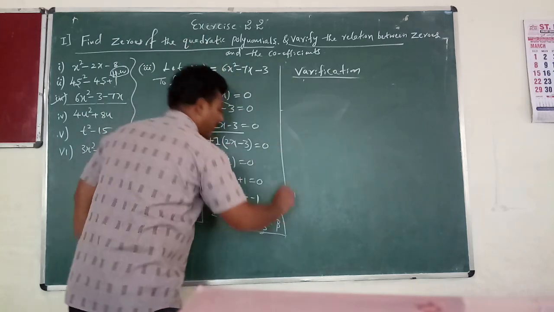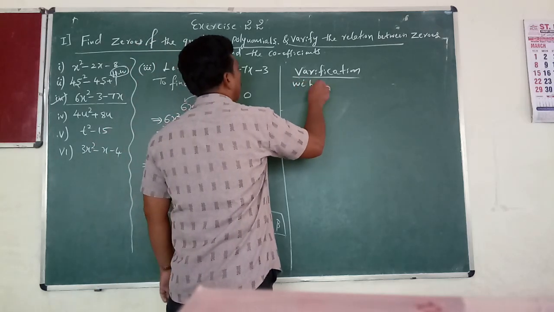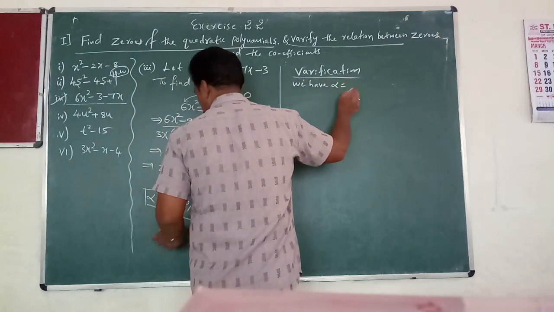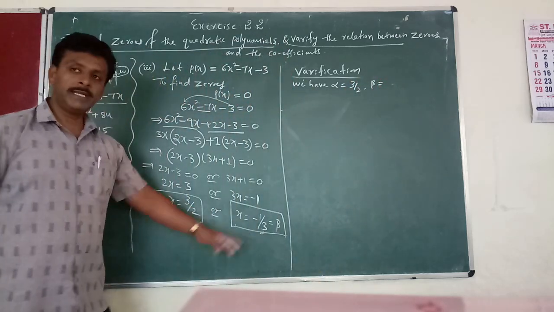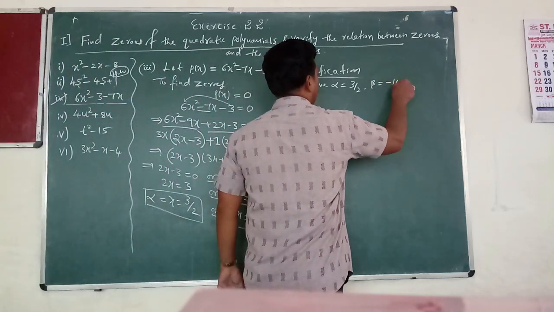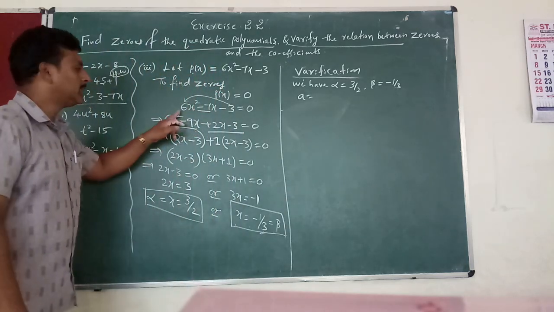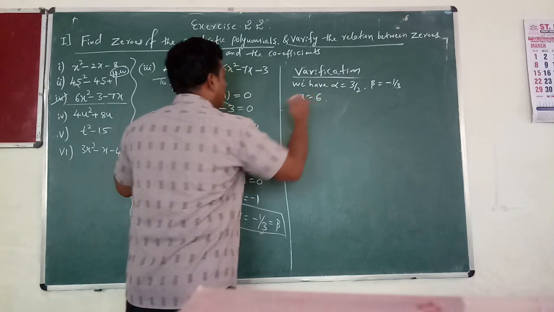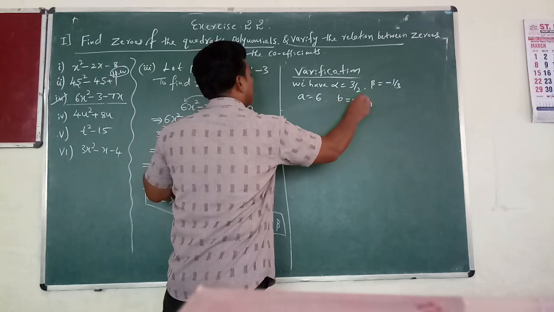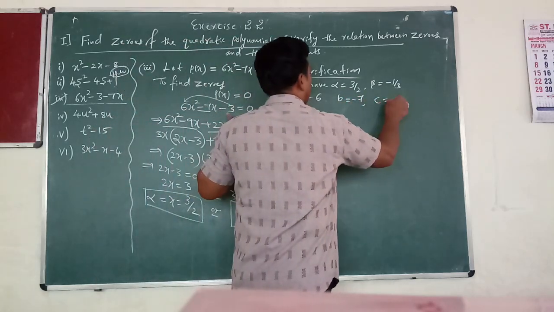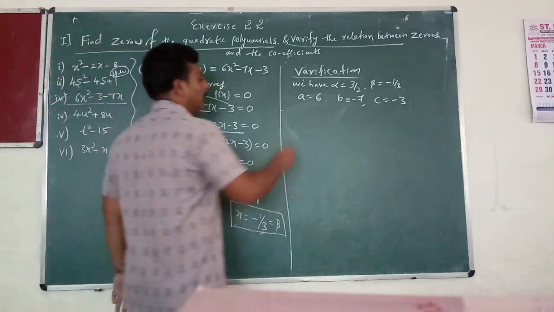Again verification step we will go. Verification means we have what we have alpha. Alpha is equal to 3 by 2. Beta is equal to minus 1 by 3. Small a given polynomial में coefficient of x square क्या है 6. Therefore a is 6. Coefficient of x is small b. So b is equal to minus 7 and c is equal to minus 3. Is it clear? Okay.